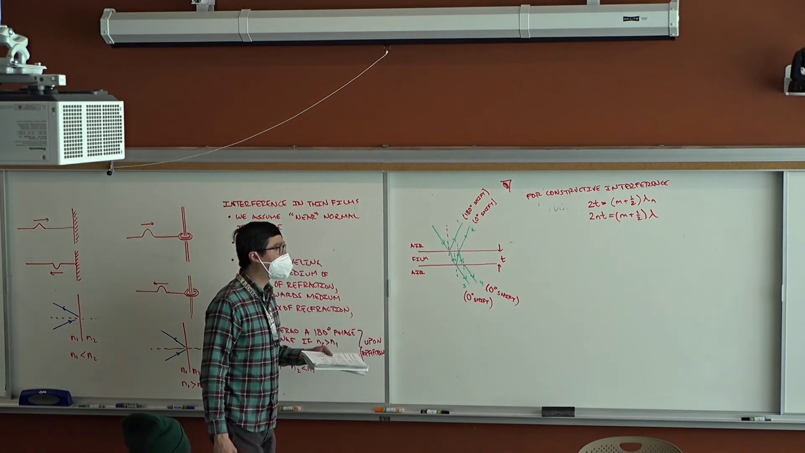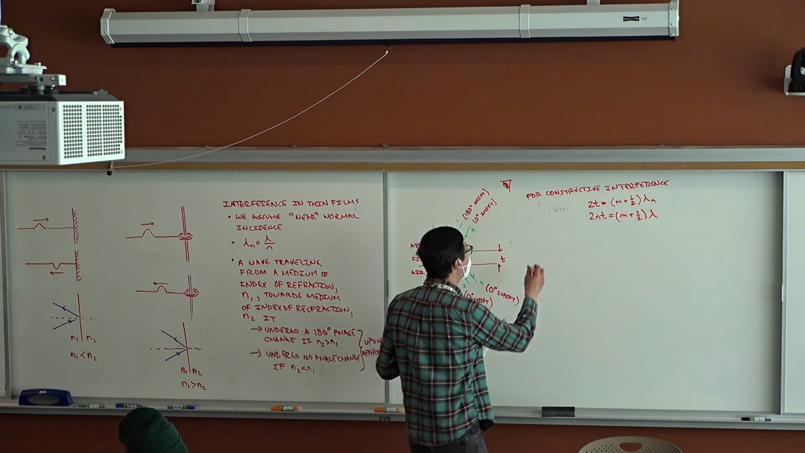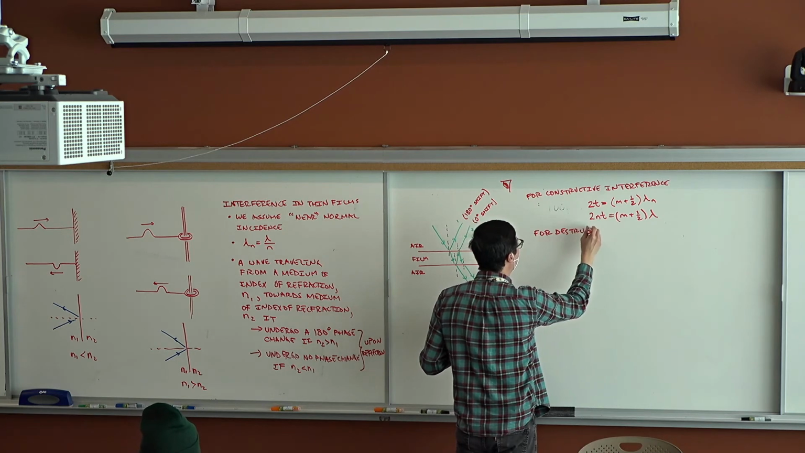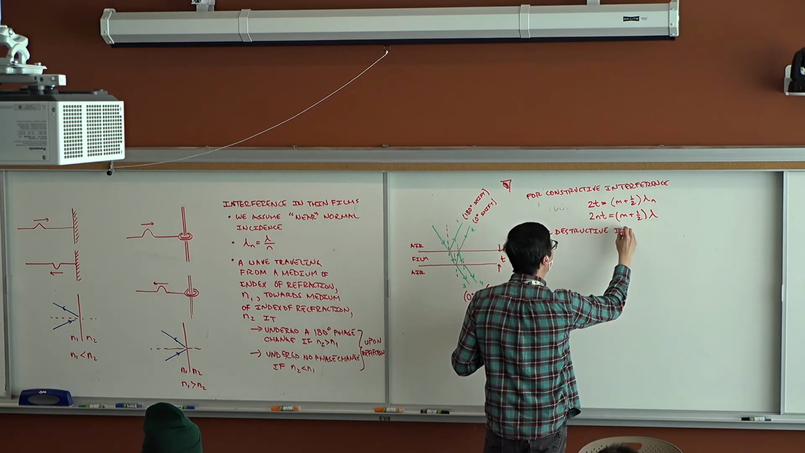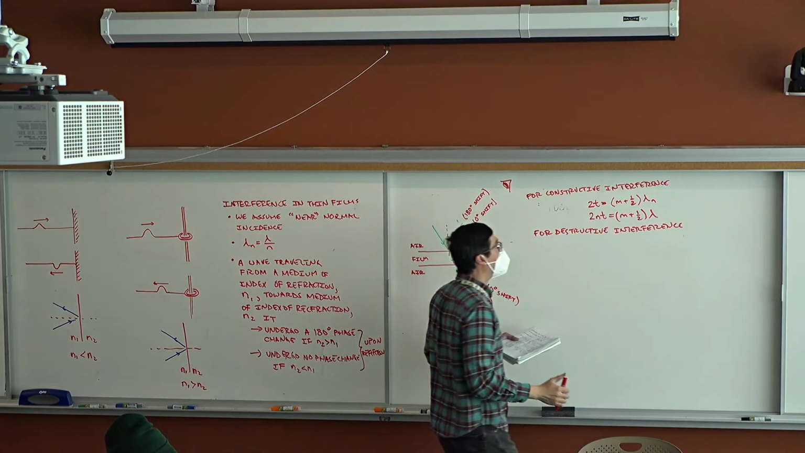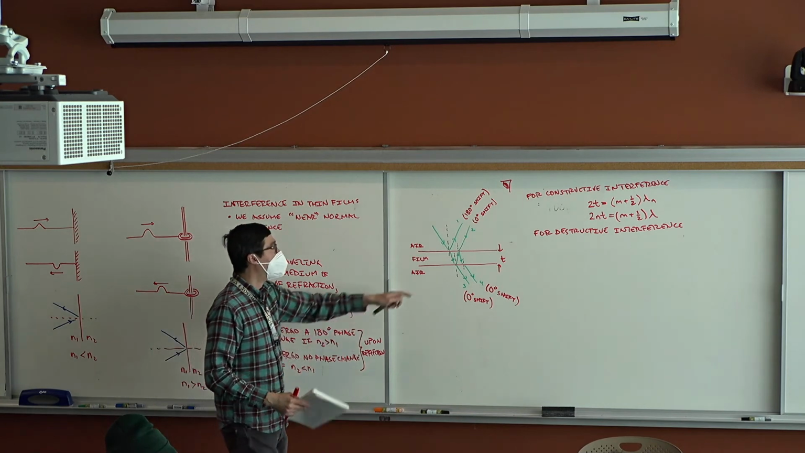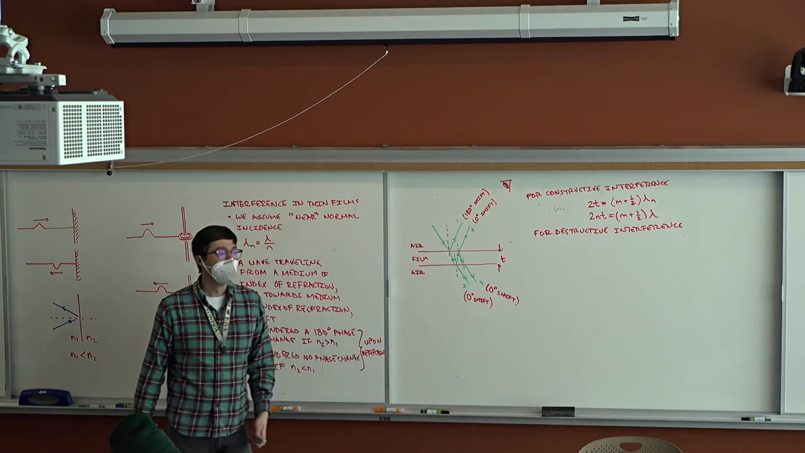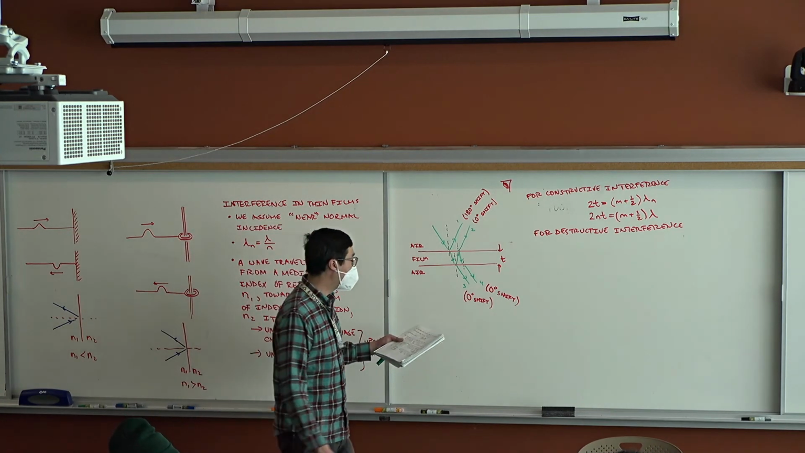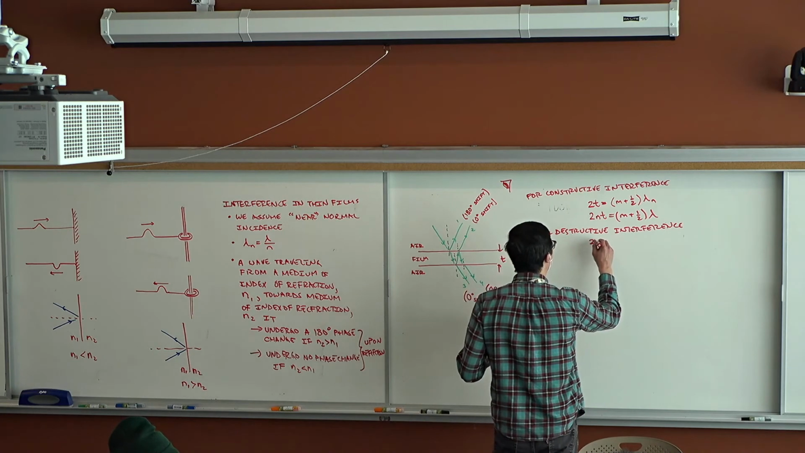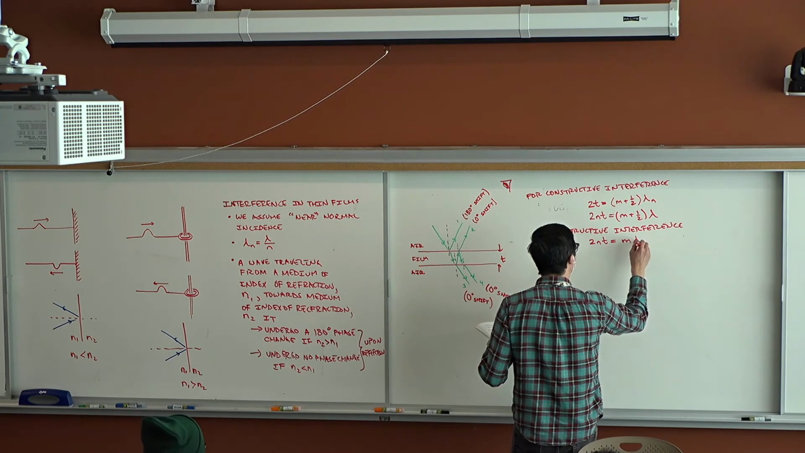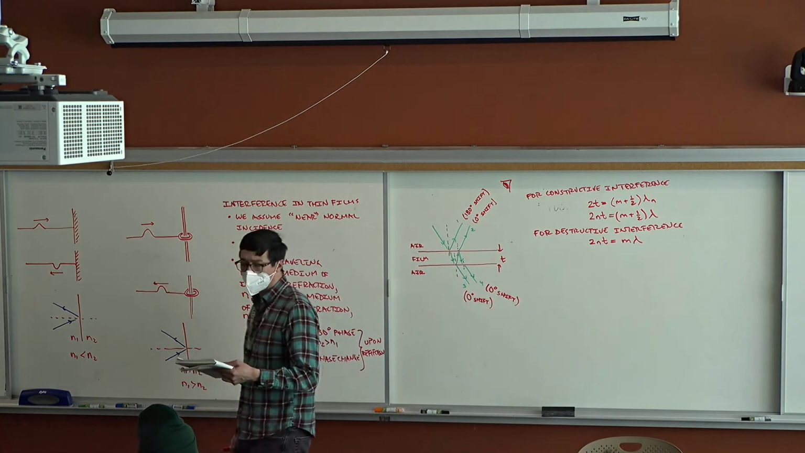What if we want destructive interference? Well, these two are already out of phase, right? And so we just need to preserve that. And so in that case, 2nt just needs to equal m times lambda. Does that work?